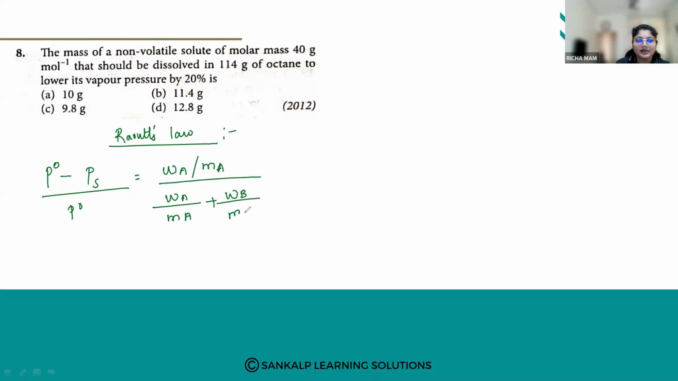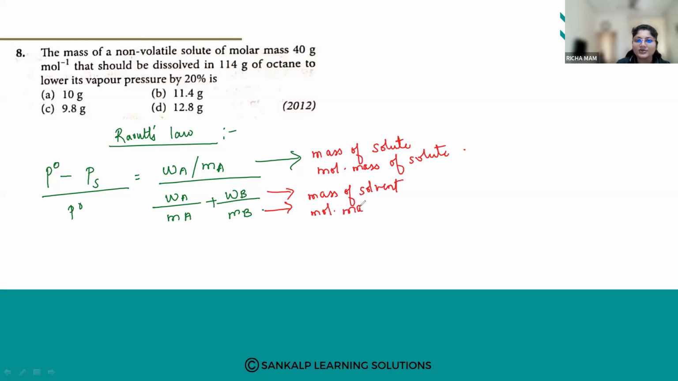this by NB. Okay. Now here, what is this W A and M A? This is the weight dissolved, the given weight upon the molecular mass of the solute. So this is the mass of solute and molecular mass of solute. Now W B and M B. Okay, what is this? This is again mass of solvent upon the molecular mass of solvent. Then what is P naught? P naught is vapor pressure of pure solvent. Okay, this is the vapor pressure of pure solvent. What is P S? It is the vapor pressure of solution.